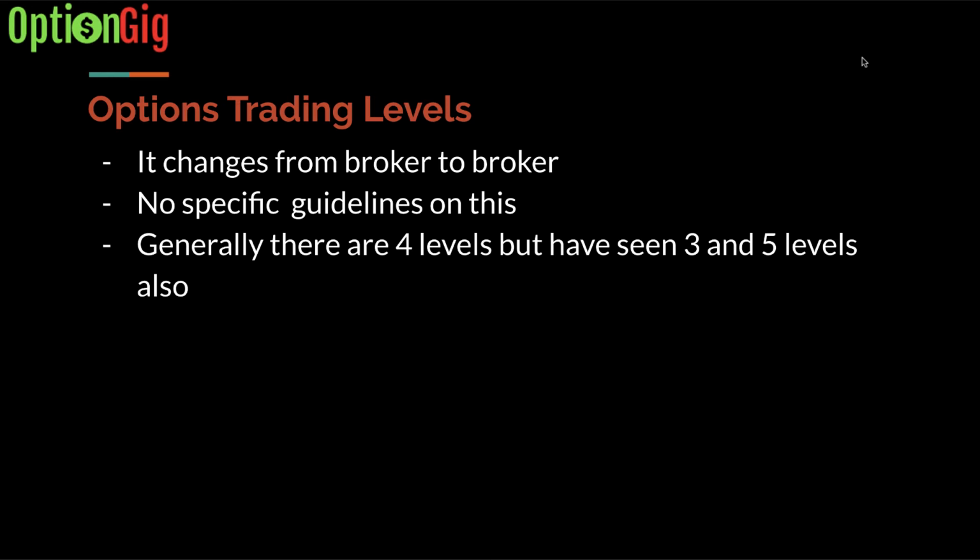So let's first talk about option trading levels. Levels change from broker to broker because there is no specific guideline on this from the SEC or from FINRA. So generally there are 4 levels of trading, but I've also seen some brokers with 3 levels and some brokers with 5 levels of option trading privileges. Now, in this episode, I'm going to cover assuming that there are 4 levels of option trading privileges, because that's what seems to be more prevalent.